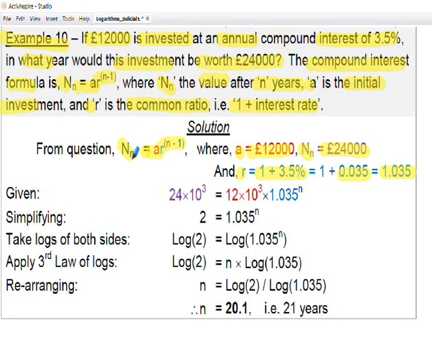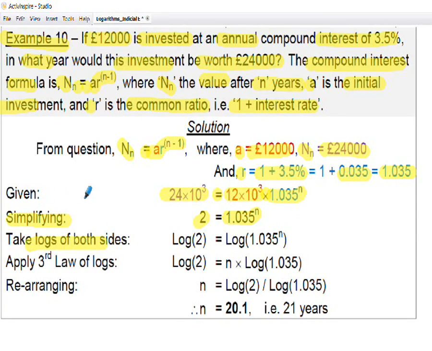So on the left hand side of my equation, U_n is 24,000, 24 times 10 to the 3, and that's equal to, on the right hand side, 12,000, 12 times 10 to the 3, times r to the power of n, 1.035 to the power n. All I'm doing on the next line is simplifying both sides. I'm dividing both sides by 12,000, so I get 2 on the left hand side and 1.035 to the power n on the right hand side, just to simplify the numbers.